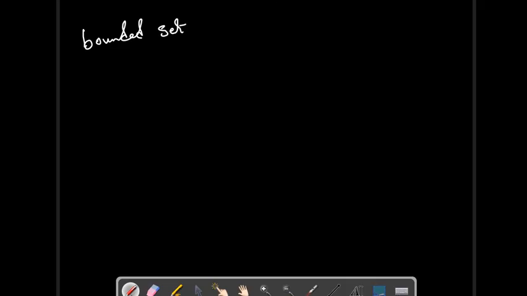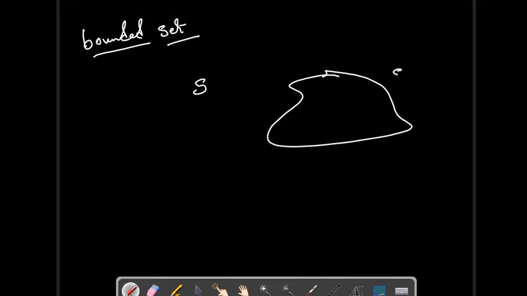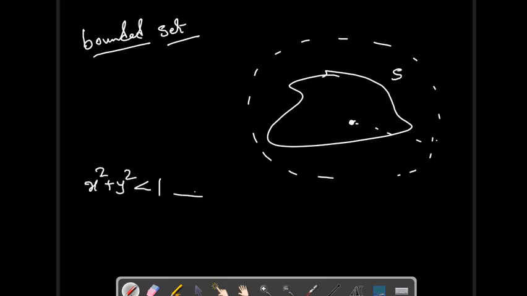Then let's see what a bounded set is. We say that a set S is bounded if you take a point inside the set and you can find a circular disk that totally contains the set. It means a set with finite area; a set with finite area is a bounded set. For example, if I take a circular disk, x square plus y square strictly less than 1, this is bounded.